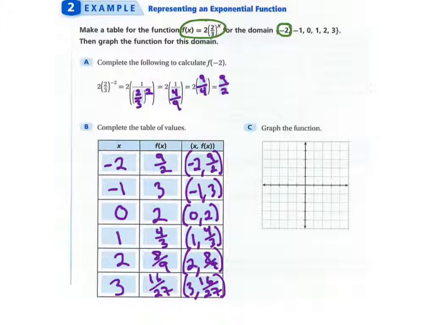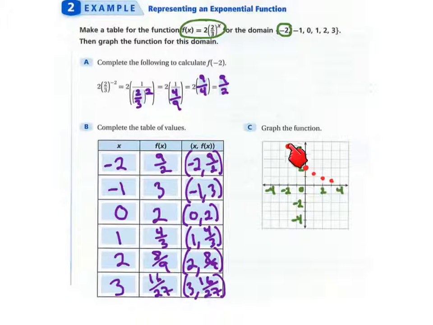All right, and now we're going to go ahead and graph the function. First, I'm going to identify my scale. And then I'm going to plot my points. Negative 2, 9 halves is 4 and a half. Negative 1, 3, that was easy. 0, 2, another easy one. 1, 4/3. 2, 8/9, gets a little weird. And 3, 16/27. That's about 3 comma about 1 half.